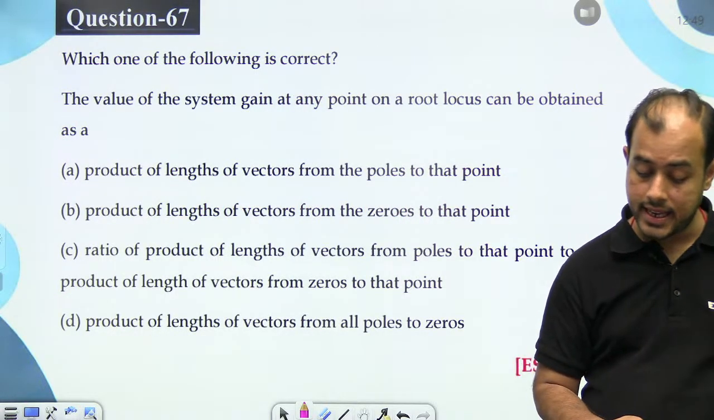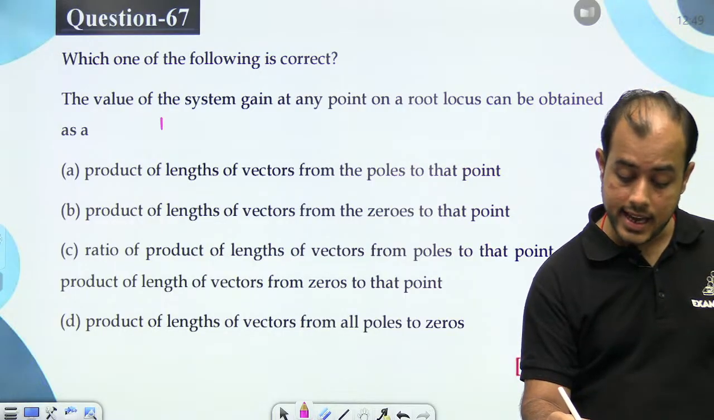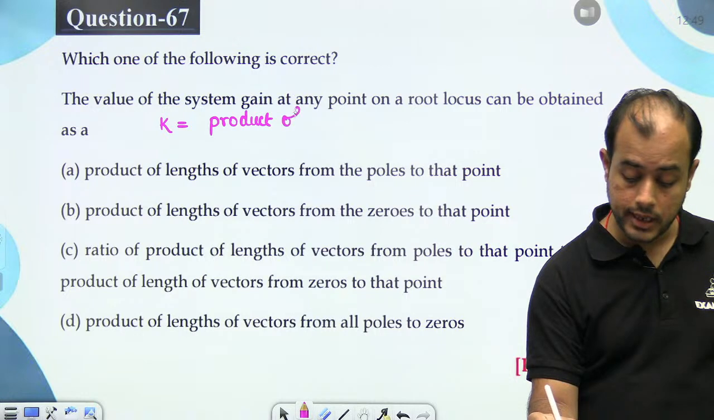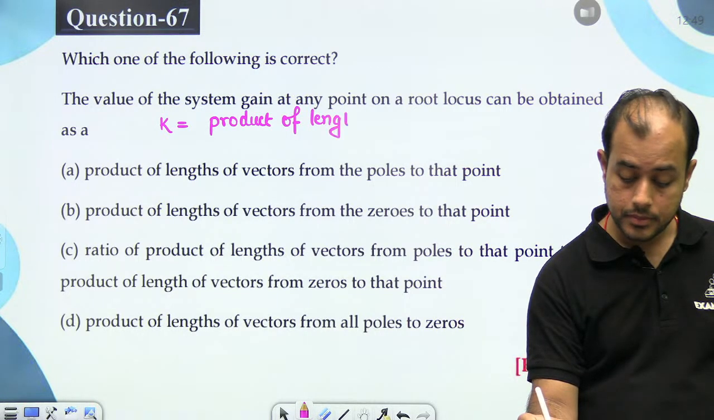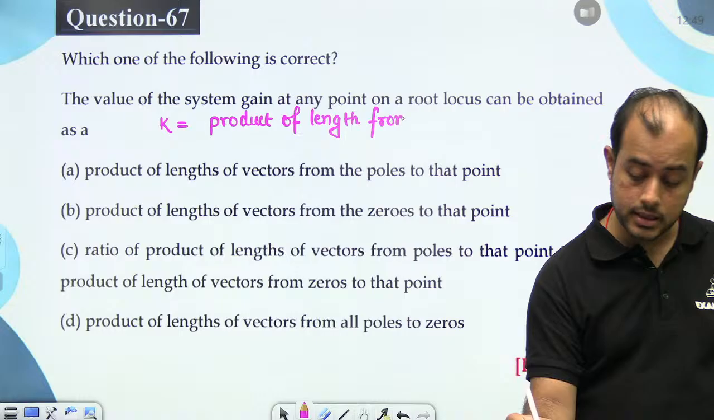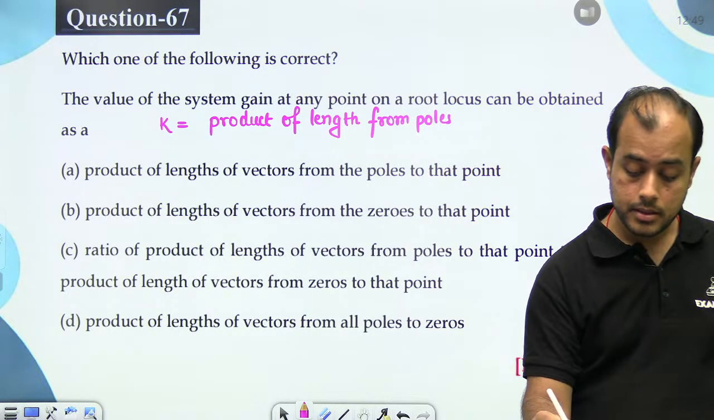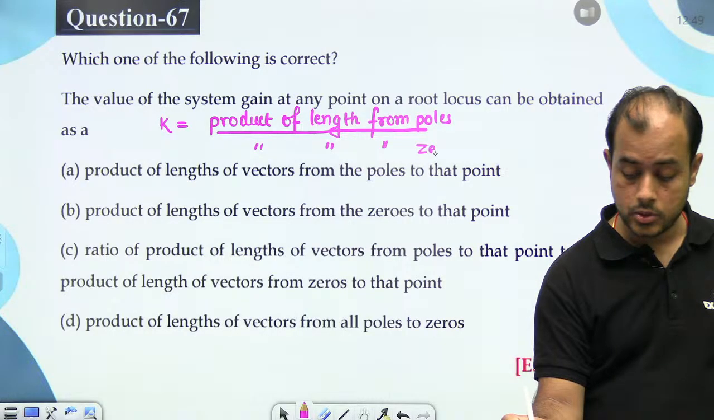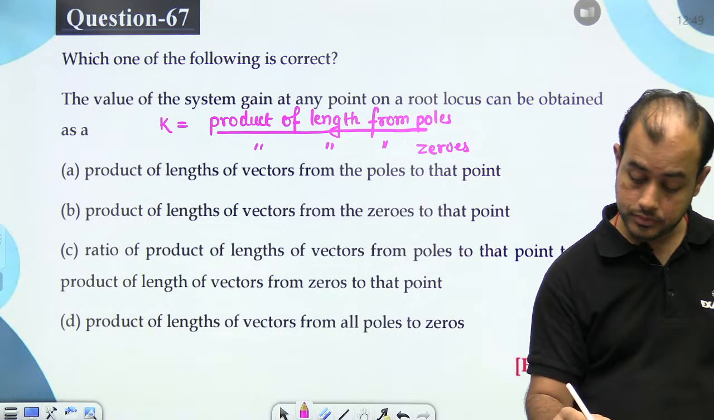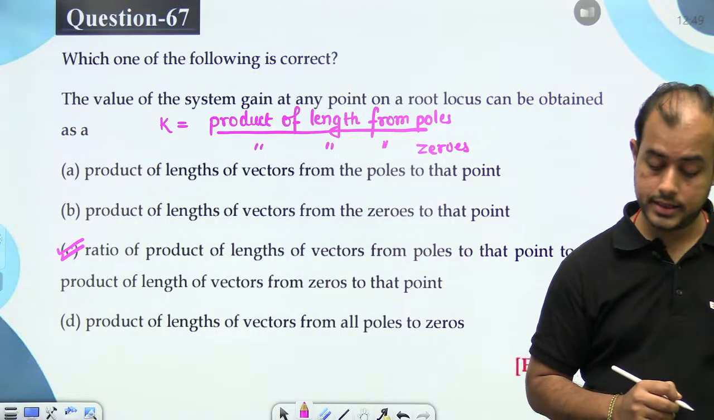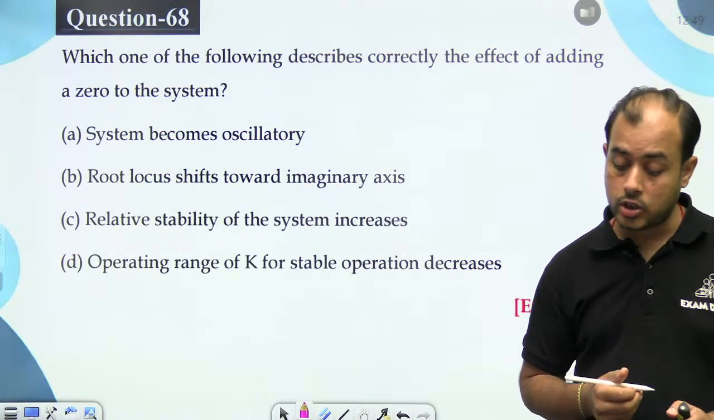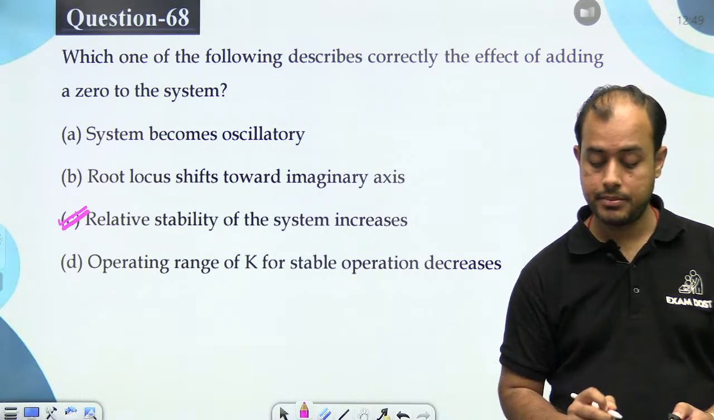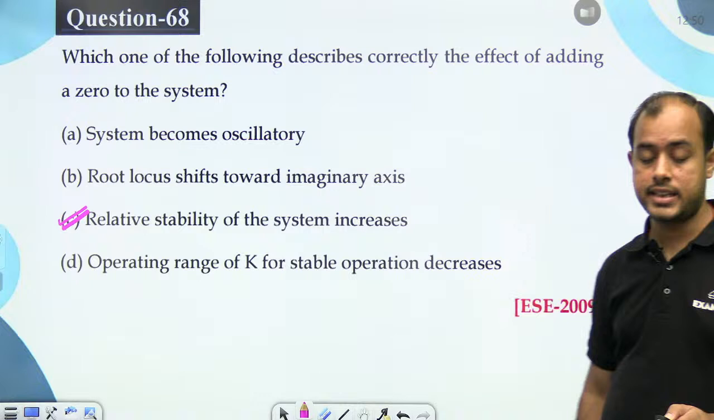ESE 2008. K can be determined as product of length. This is the graphical method of finding K. Product of length from pole, product of length from zeros. Okay, C. Correct effect of adding a zero. Relative stability increases. By adding zero, you can increase stability.